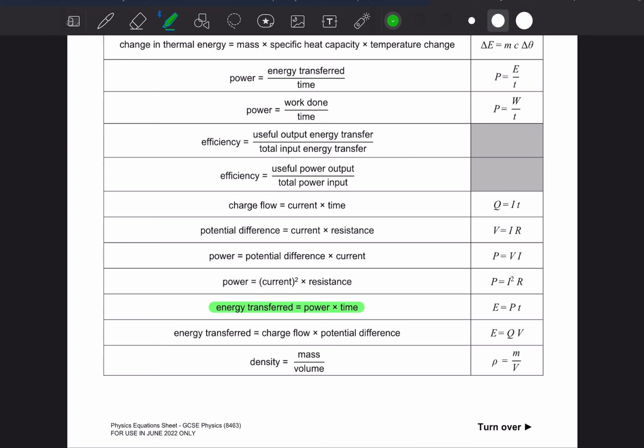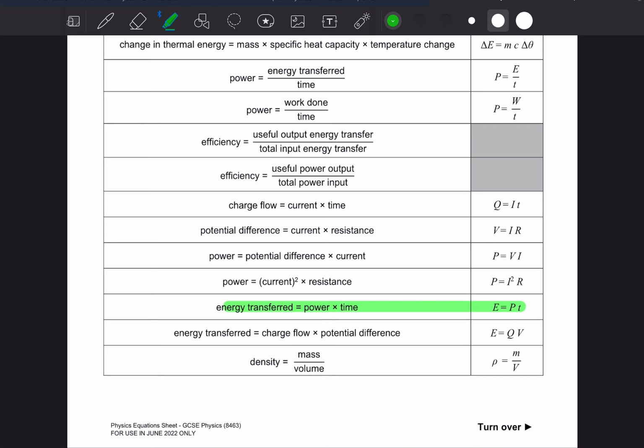Now that is to do with electricity, but that would work. But actually, it's not the best one because we're trying to find power. So if we can have power as the subject, that would be even better. But that one will work because we can get an energy transferred and we've got a time. So I'll leave it like that for now.